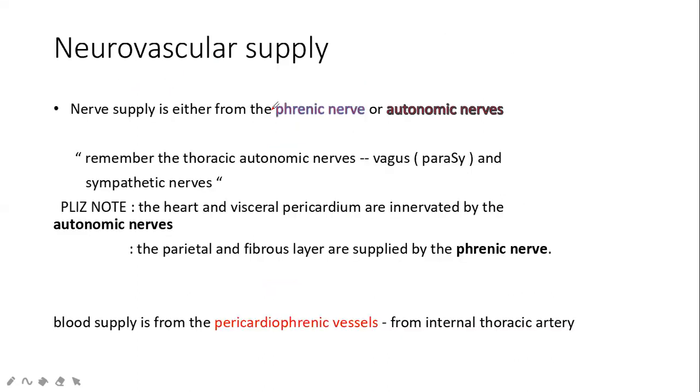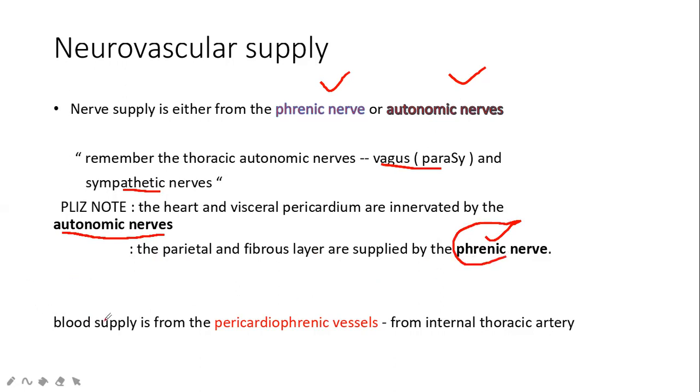So let's talk about the nerve supply. The nerve supply is from either the phrenic nerve or the autonomic nerves. Now you would know why. Remember, the thoracic autonomic nerves are the vagus, which is parasympathetic, and the sympathetic nerves. I want you to note that the heart and the visceral pericardium are innervated by the autonomic nerves, because embryologically they come from the same place. Then the parietal and the fibrous layers are supplied by the phrenic nerve.